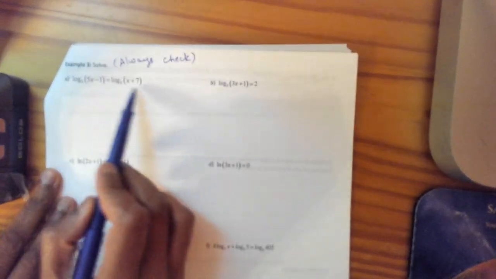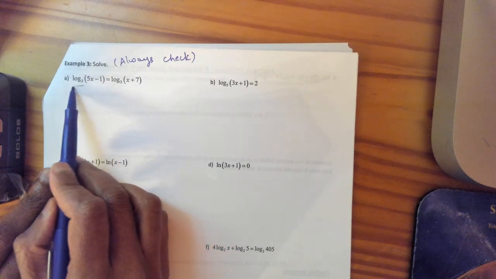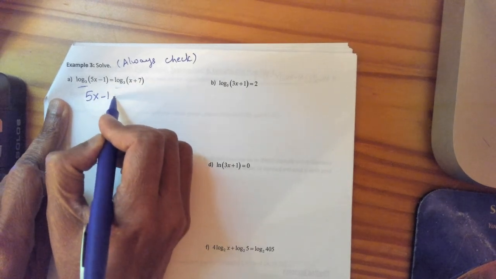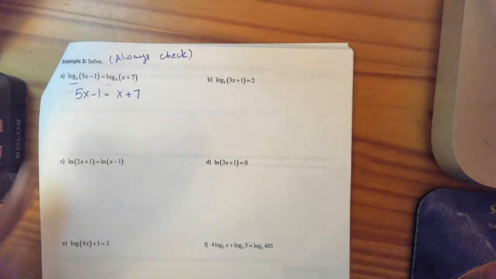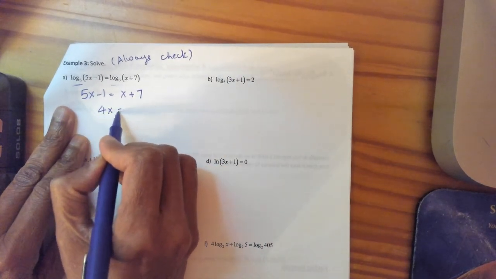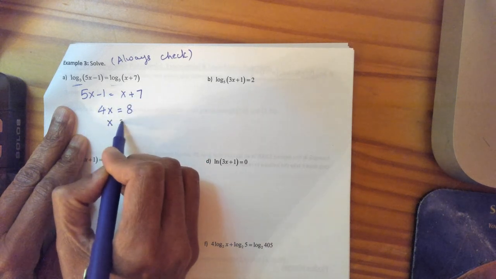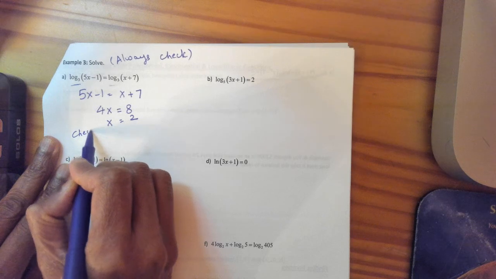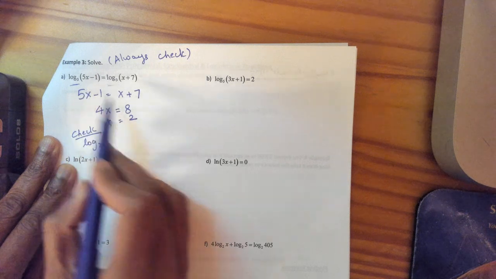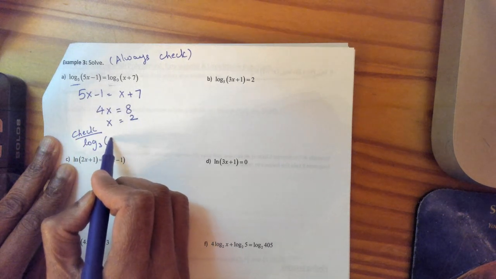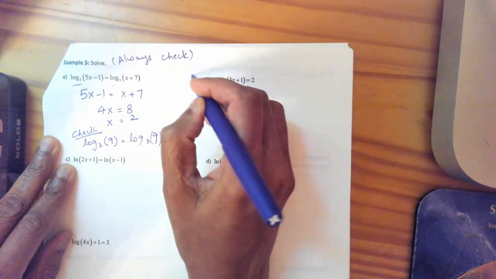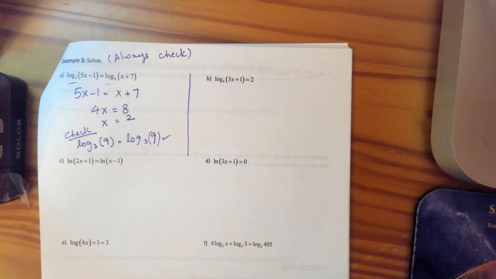Alright. So having said that, this is really straightforward. A is really straightforward because they both have the same base on both sides. So you can straight away write it as 5x minus 1 equals x plus 7, because the base of the log is the same. And then you can solve for this, and you should get 4x equals 8, x equals 2. Let's do a check. Check will be log base 3 of 5 times 2 is 10. Log base 3 of 9 should be log base 3 of 9. It's correct. So you want to make sure you're doing the check for all of them.